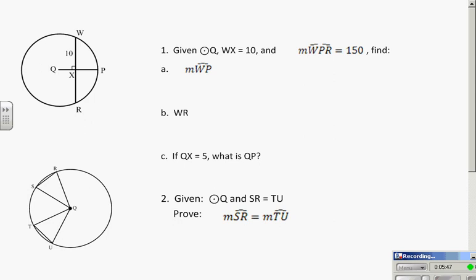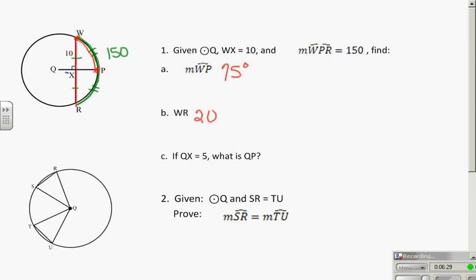Now, a couple of examples. Given circle Q, WX is 10 and WPR is 150. So this is 10, and this arc right here is 150. Now the theorem that we had, that perpendicular bisector theorem, says that not only is this segment bisected, but this arc is bisected. So that makes WP 75 degrees, because bisect means to cut in half. That makes WR 20, because XR is 10.